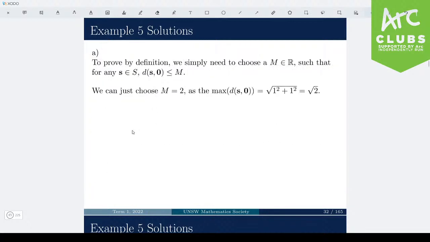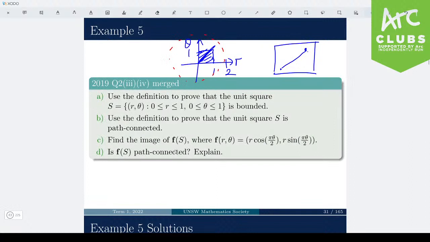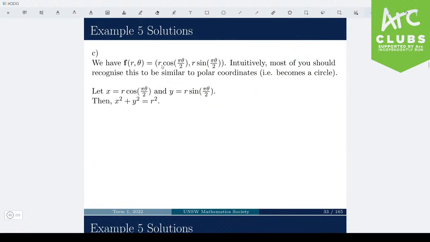Okay, part C. Find the image of f on S, where f(r, theta) equals (r cos(pi theta on 2), r sin(pi theta on 2)). So hopefully you guys can recognize from this that it's similar to polar coordinates already. So it's going to have something to do with a circle, right? To actually find out how it looks, let's convert this parametric equation into a Cartesian equation. So let x equal r cos(pi theta on 2), y equal r sin(pi theta on 2).